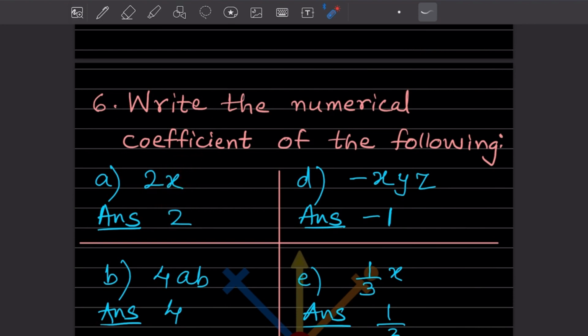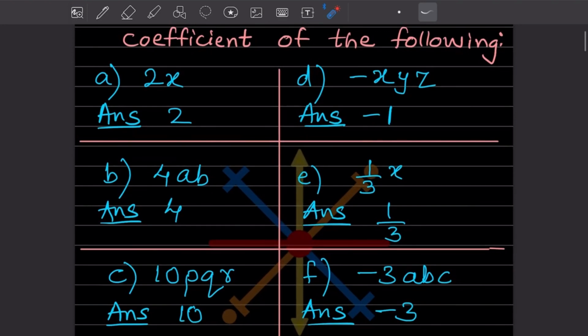Okay, now look at the second one, the B part. Now this is AB. The coefficient of that is 4. Now this is PQ. The coefficient of this is 10. Now here is XYZ. The coefficient of this is going to be minus.